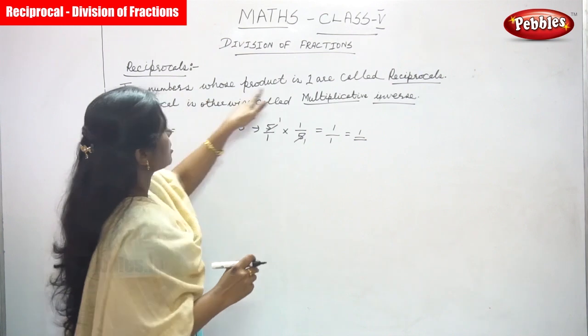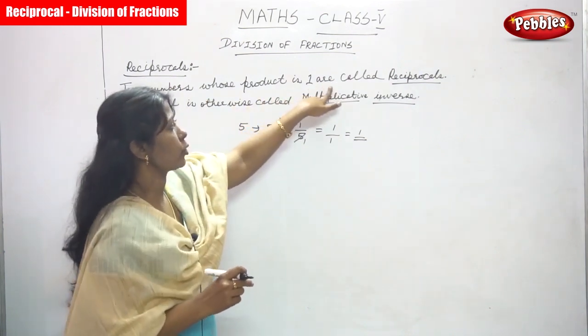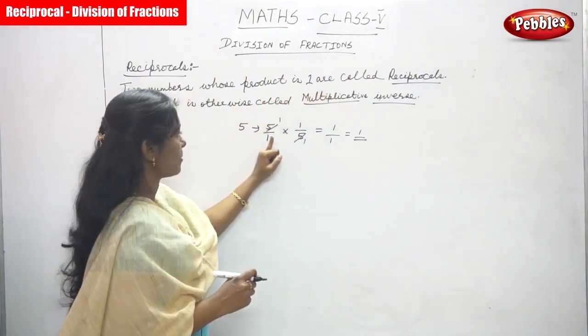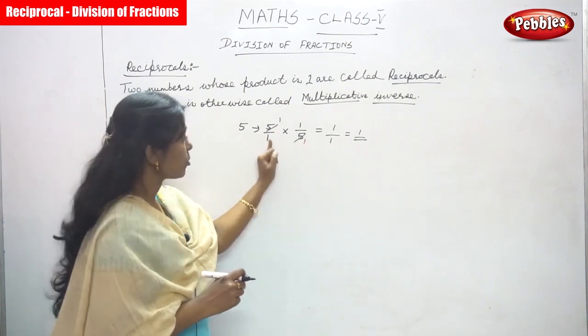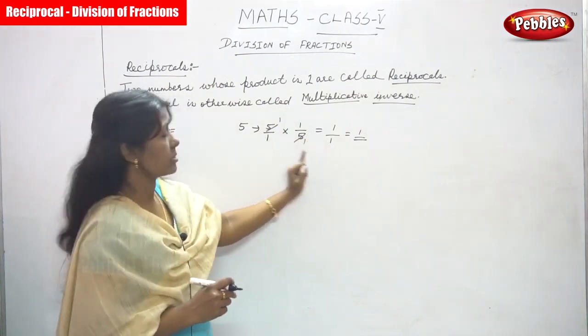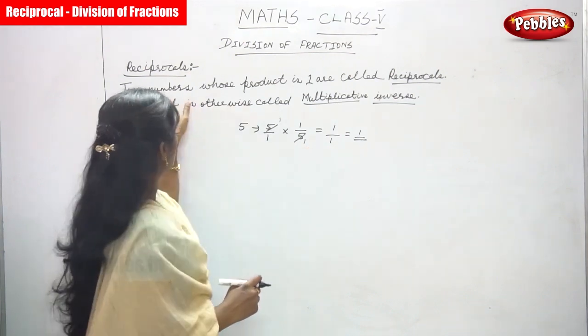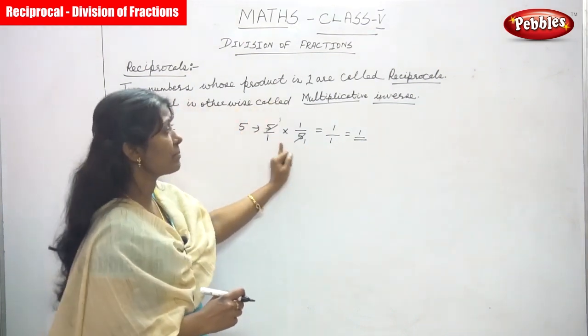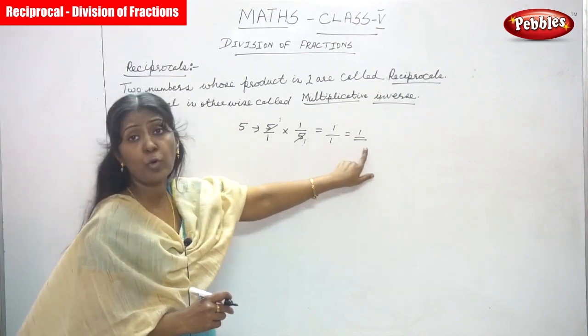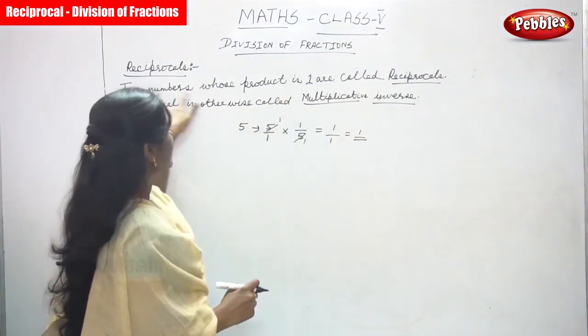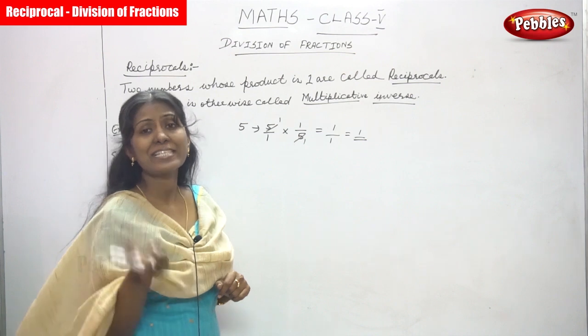So two numbers whose product is 1 are called reciprocals. This is one number, this is another number. This is one fraction, another one is a fraction. So two numbers whose product I am going to multiply, the final answer I can get is 1. So two numbers whose product is 1 are called reciprocals.